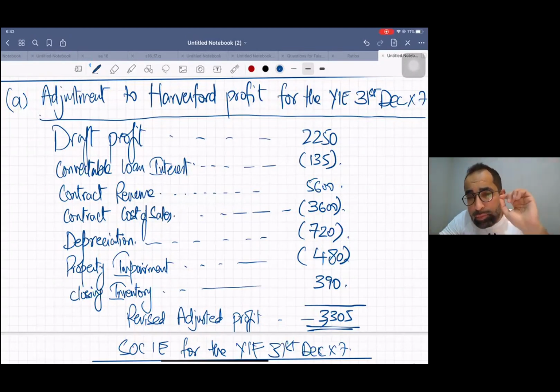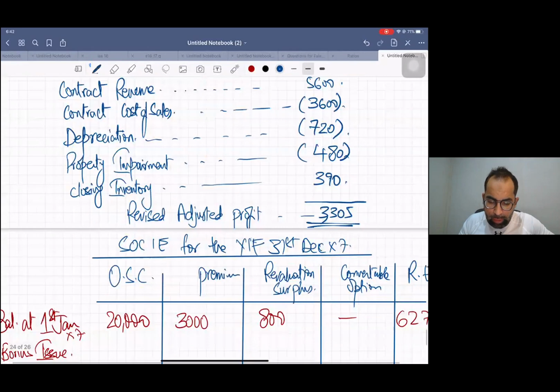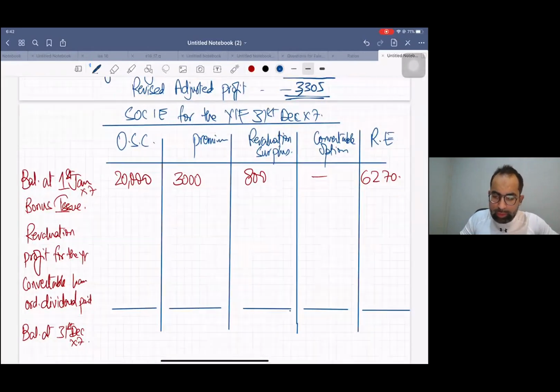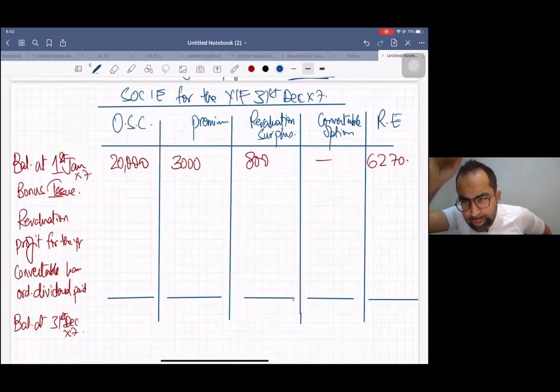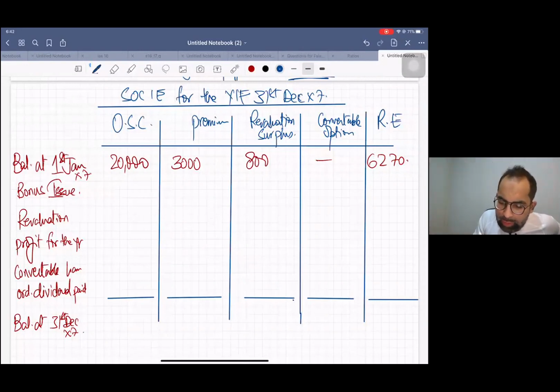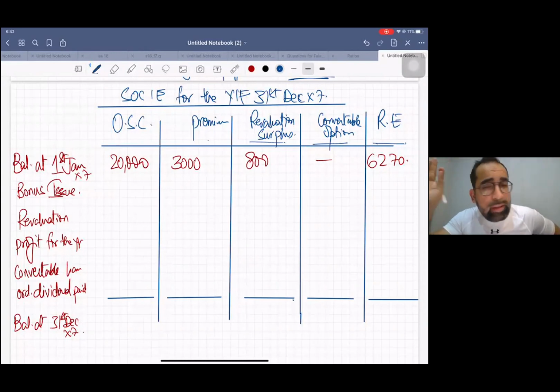Now keep the question in front of you so that you can easily make the SOCIE. See, now how do we make the SOCIE? Write all the share capital and all reserves. In the question: ordinary share capital, premium, revaluation surplus or revaluation reserve, the better name is revaluation surplus, convertible option and retained earnings. This time I have not made the total column. It's not required. In the last question I made it, but my dear students, it's not required at all.